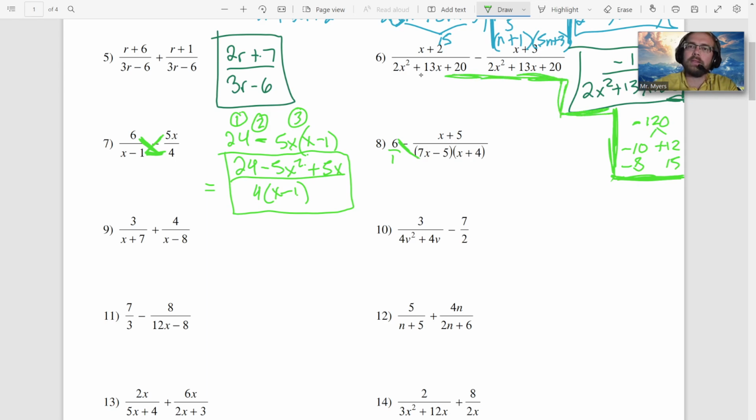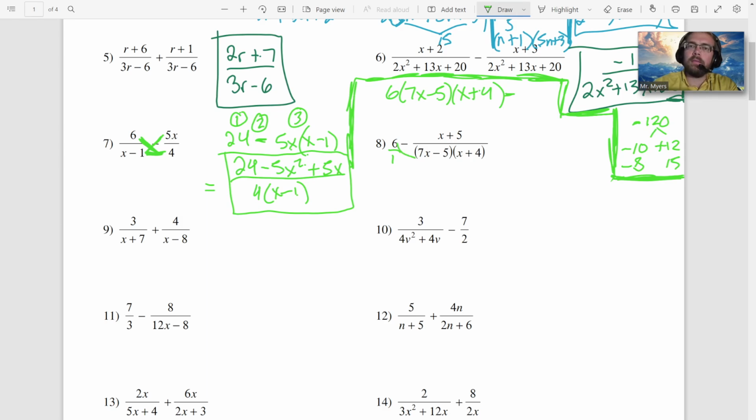Give myself some extra space. We'll see. So that's going to be 6 times 7x minus 5 times x plus 4. 6 times 7x minus 5 times x plus 4 minus, because there's a minus sign there. Let me erase because I kind of got rid of the minus sign there. So there's the minus sign.